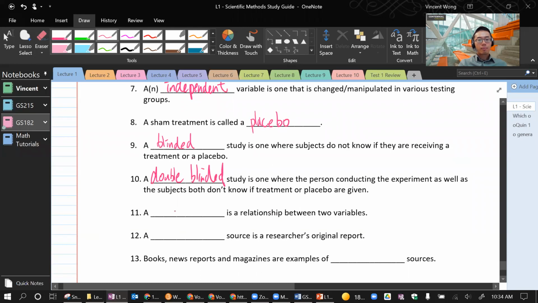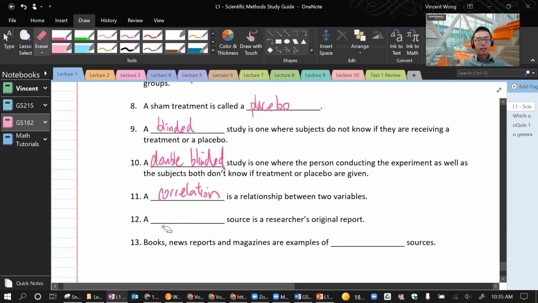Something is a relationship between two variables, that's correlation. Primary source is a researcher's original report, whereas books and news reports are secondary sources.